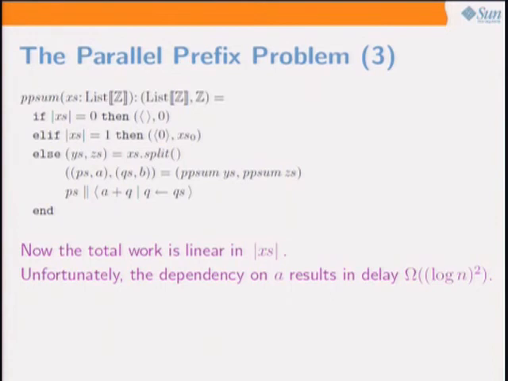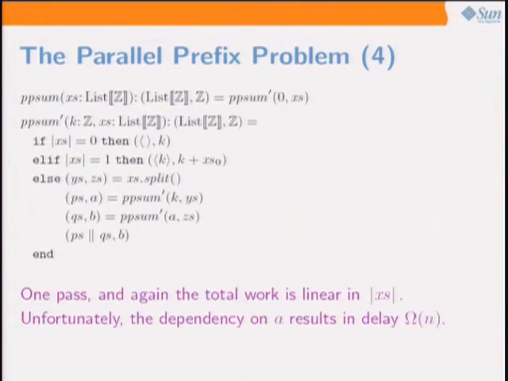And we have the 2 base cases. Note that when I say x's sub 0, that returns the sole item of the list x's. And we recursively call pp sum, call the result p's and q's. And then we concatenate the p's to the q's. We have to adjust the q's by grabbing the sum of the p's, which is given as a, and adding that to each element on the right. Now the total work is linear rather than quadratic. Unfortunately, this dependency on a of computing the right half of the result, in the recursive case, results in a delay that's at least log n squared. We'd like to do better than that.